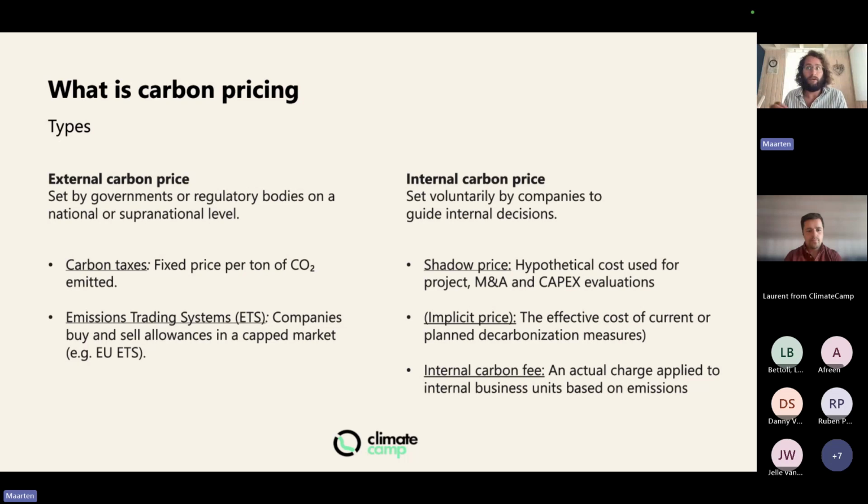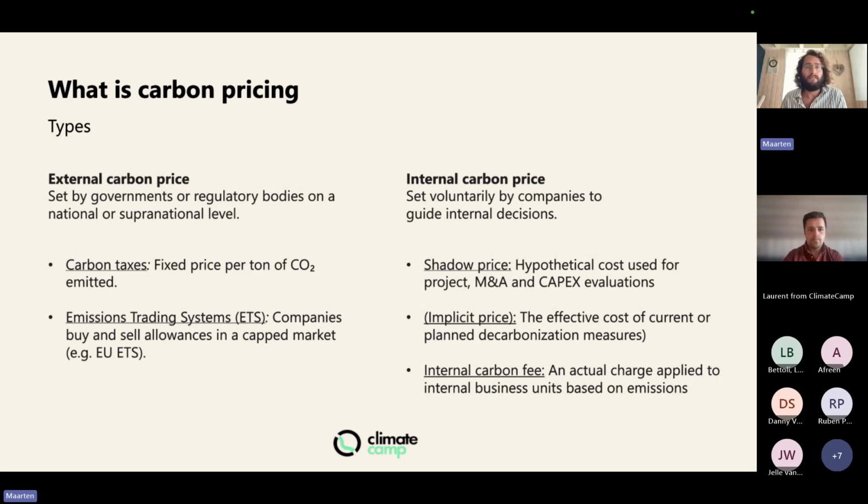We have EU ETS now. There will also be EU ETS 2, which will be launched in 2027, I think. And for carbon taxes, a good example in Europe as well is CBAM, or the Carbon Border Adjustment Mechanism, which will start in 2027 as well.